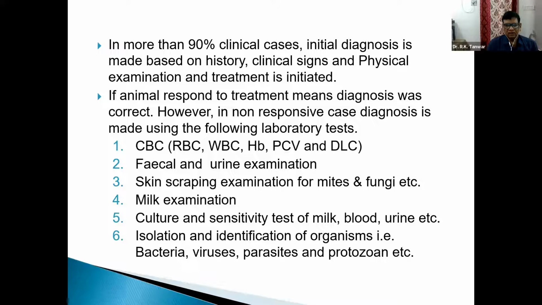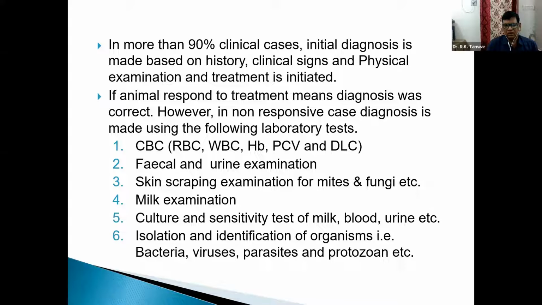The first and most important is CBC, that is complete blood count, which mostly comprises RBC, WBC, hemoglobin, packed cell volume, and DLC. RBC, hemoglobin, and packed cell volume give some indication about the anemic state of the animal. As you know, our animals suffer in large numbers from parasitic and protozoan diseases, which cause anemia. And when there is severe anemia, the prognosis is also grave. So CBC will help us in a way: what is the status of RBC, hemoglobin, and PCV?